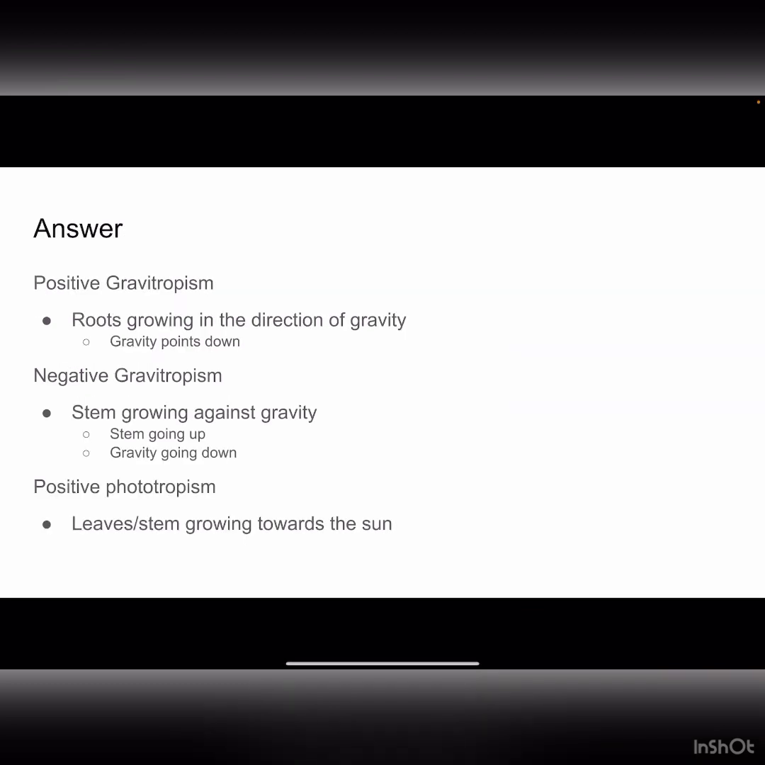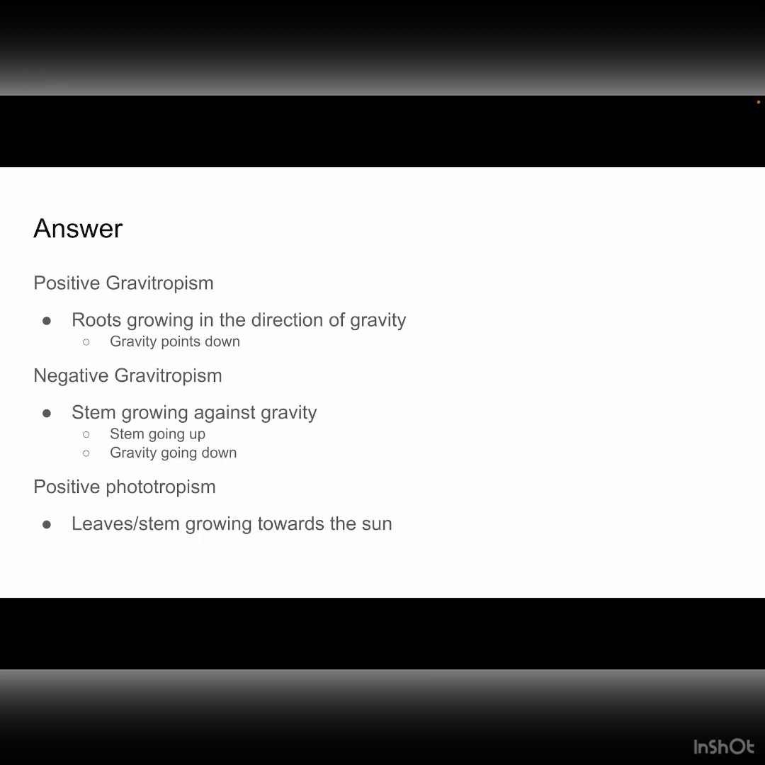So, this question is asking a few things. In order to get the right answer, we have to look at A, the stimulus that it's asking for, and B, what part of that plant is moving in the way that the term is describing. Take positive gravitropism. What part of the plant was moving A in response to gravity and B in the direction of gravity? The roots were.